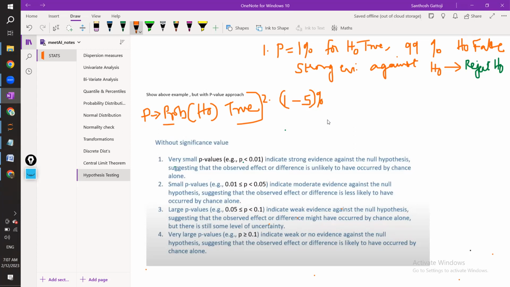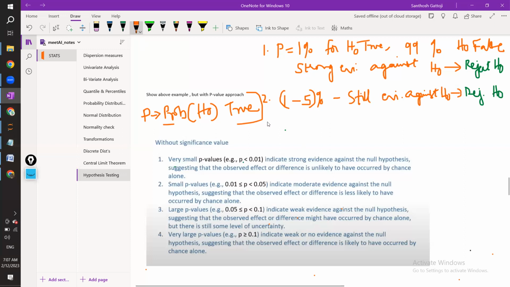So in 1 to 5%, the probability of the null hypothesis being true is at most 5%, but still we are having evidence against the null hypothesis. So here also we can reject the null hypothesis. Okay, here also we reject the null hypothesis.